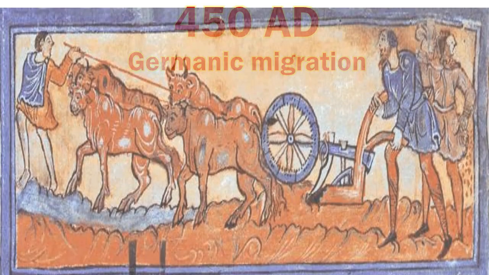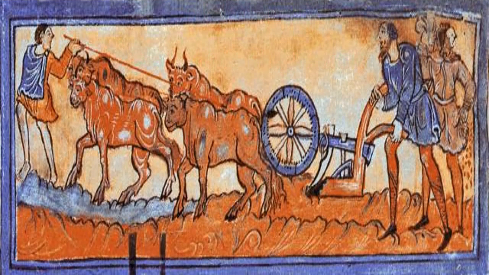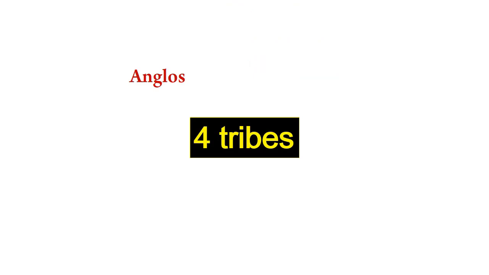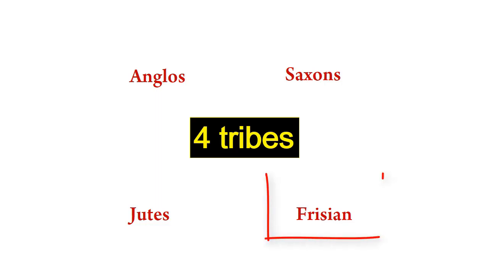450 AD. It's the time for the Germanic migration. The important thing was the English language had its start in 499 during the Germanic invasion. Germans came with four tribes: the Anglos, the Saxons, the Jutes, and Frisian. Those tribes had an influence on the growth of the English language. The Old English language is acknowledged to be the same as modern Germanic languages, especially Frisian, which was spoken in northern Germany.